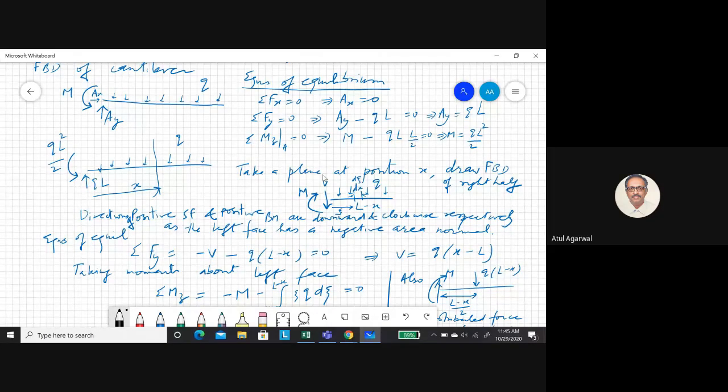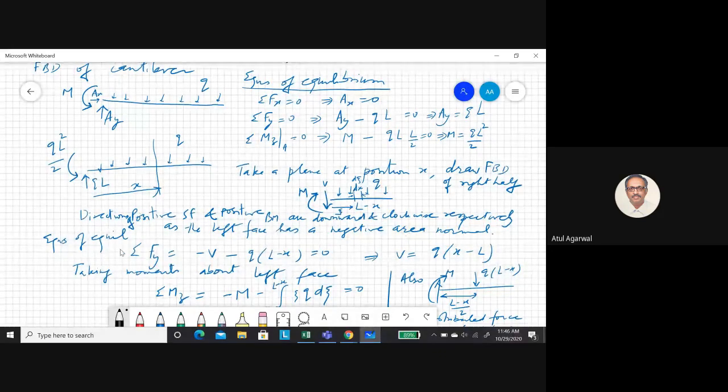Any doubts? I have written here, directions of positive shear force and positive bending moment are downward and clockwise, as the left face has a negative area normal. If you do this way, you will never get into trouble.